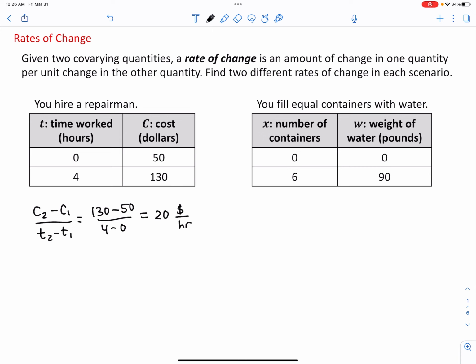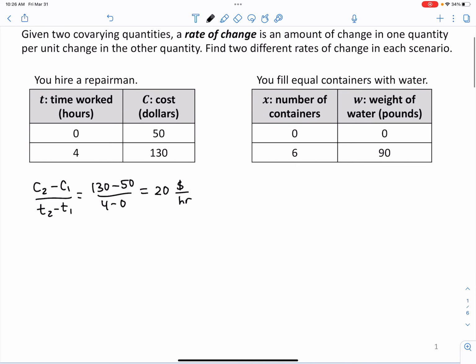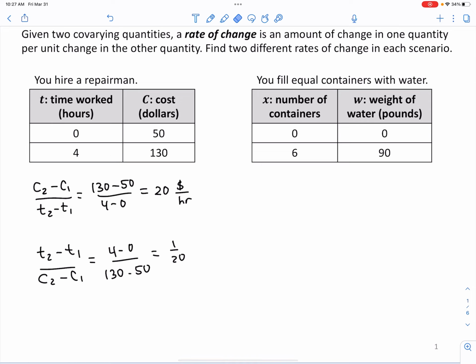Another potential rate that we can consider is the reciprocal of this, which would be change in time, so T2 minus T1, per change in cost. This rate of change will be 4 minus 0 divided by 130 minus 50. We get 4 over 80, which is 1/20th. And notice the answer here is the reciprocal of the previous answer. But this time the unit will be hours per dollar.